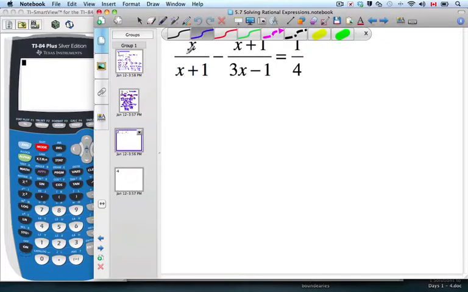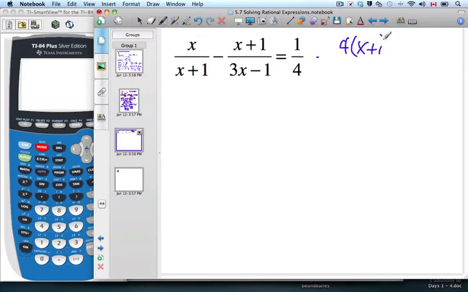We're going to do the last podcast on solving rational equations. So when we have this scenario here, like the last discussion we had, we have to multiply through by the common denominator. Well, the common denominator in this case will be 4 times x plus 1 times 3x minus 1. So that's a big common denominator I've got to go through, and each term has to be multiplied by it.